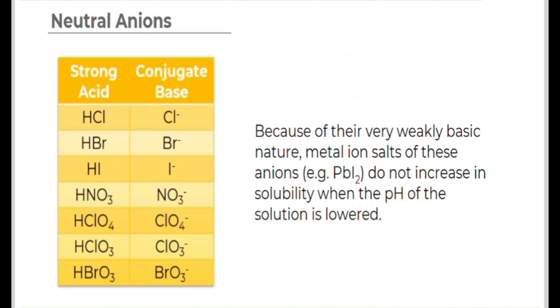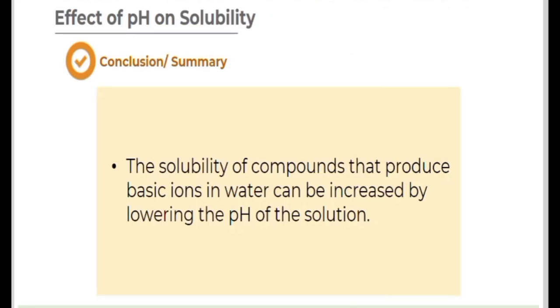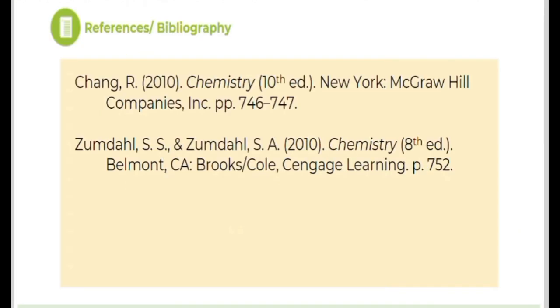Anions not listed here are generally basic in water. Thus, metal ion salts of those anions tend to become more soluble at low pH. Some examples of basic anions are in the second column of the given table. These are conjugate bases of weak acids. Metal ion salts of these anions, like sodium fluoride, tend to become more soluble at low pH. To summarize, the solubility of compounds that produce basic ions in water can be increased by lowering the pH of the solution. So these are the references, and that would be all.